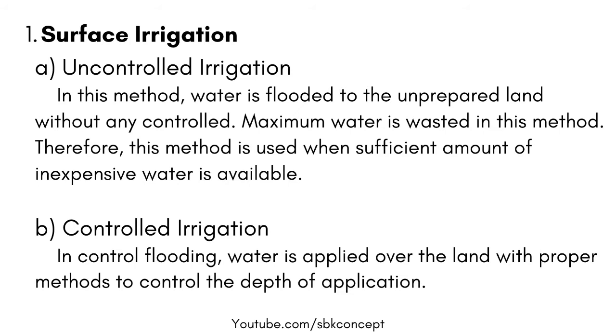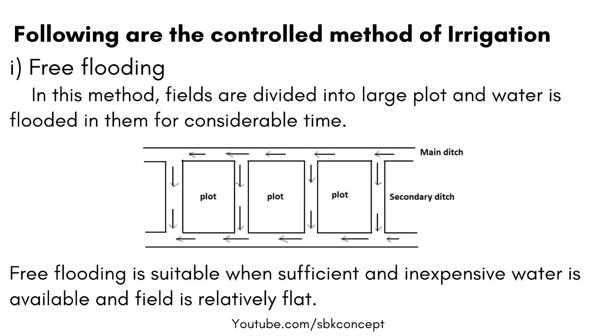B has controlled irrigation. In controlled flooding, water is applied over the land with proper methods to control the depth of application. Following are the control methods of irrigation.